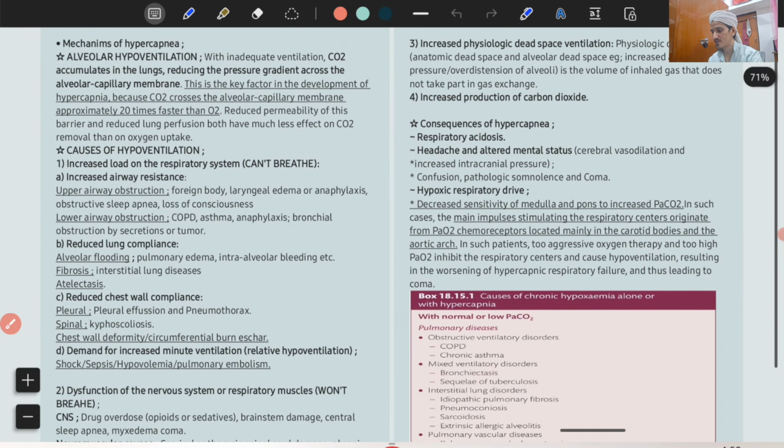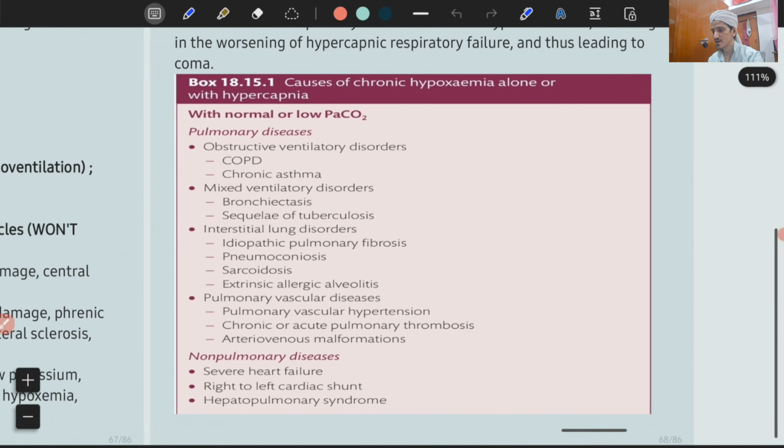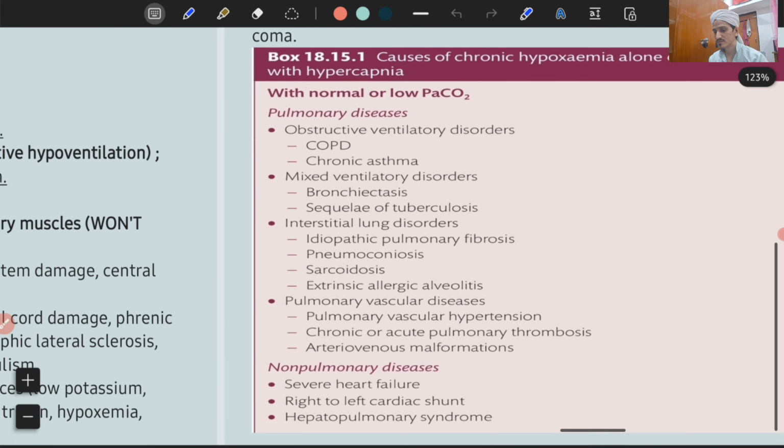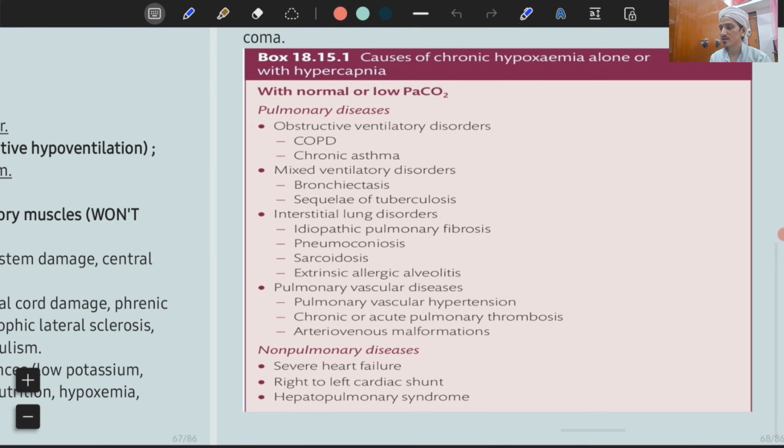Moving forward, this is the summary of the causes of hypoxemia and hypercapnia. For hypoxemia with normal or low PCO2, the pulmonary diseases can be obstructive ventilatory disorders like COPD and asthma, and mixed ventilatory disorders like bronchiectasis.